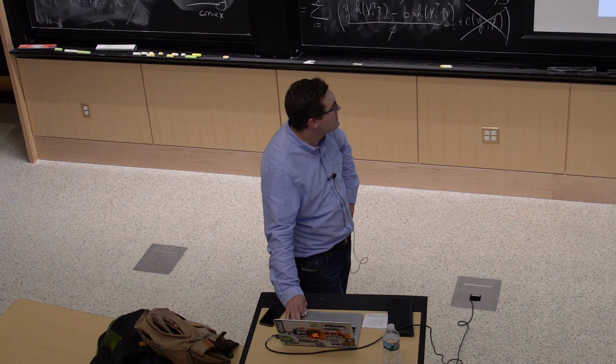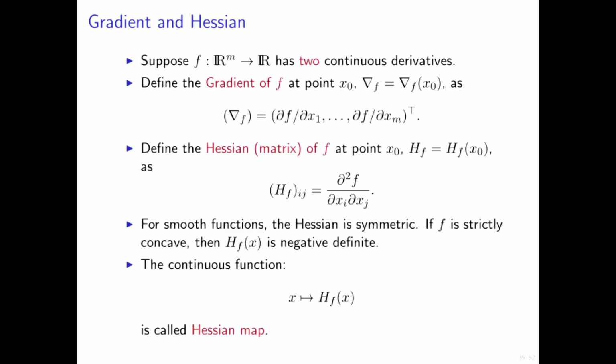And then I will call the Hessian map the function that maps x to this matrix h_f of x. Okay, so that's just the second derivative at x.